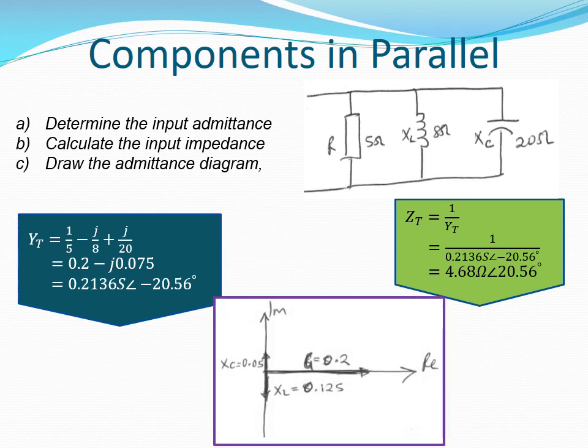And here is the admittance diagram. It shows the respective admittances as well as the total input admittance, which is a vector sum of the individual admittances.